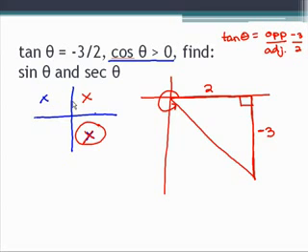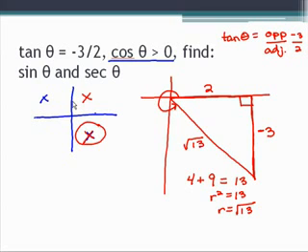All right, so now that I have two sides, I can use the Pythagorean Theorem to get the length of the hypotenuse. So 2 squared is 4. Negative 3 squared is 9. I add them together, I get 13. So that's what r squared is equal to. So that means r is equal to positive square root of 13. The r is always positive. Now I have all three sides of the triangle, so now I can find any of the trig ratios.